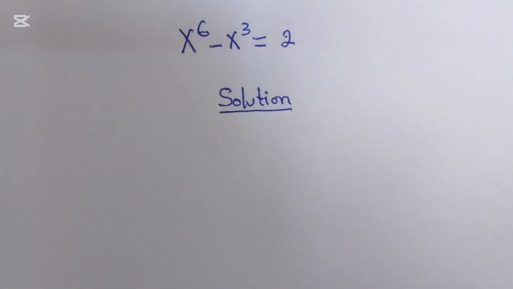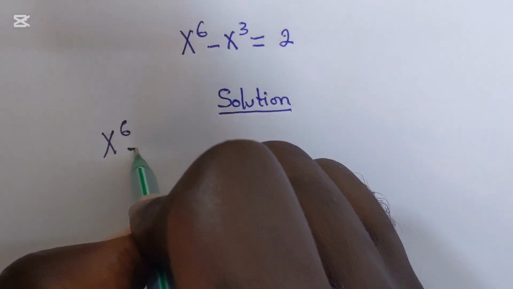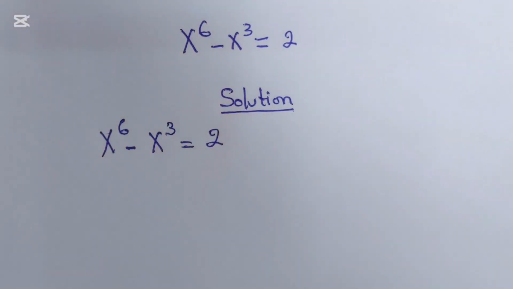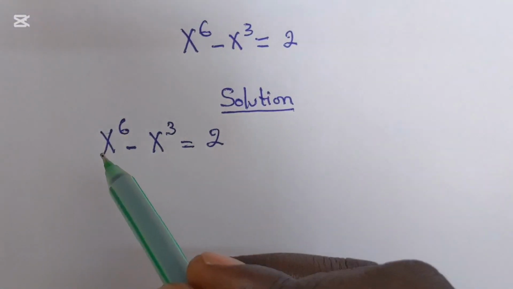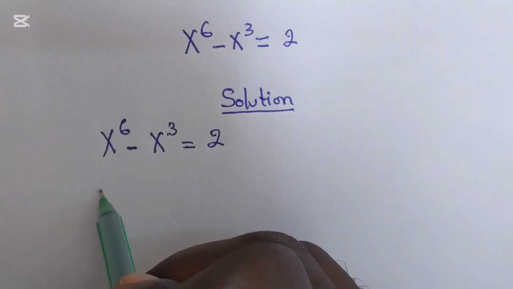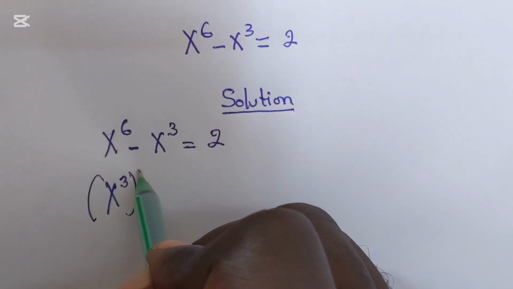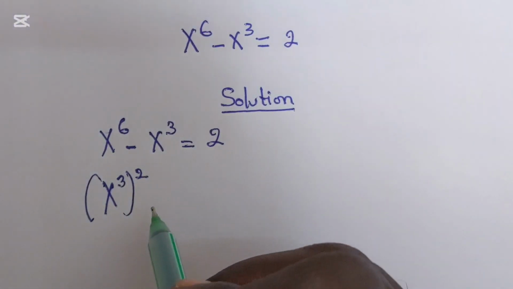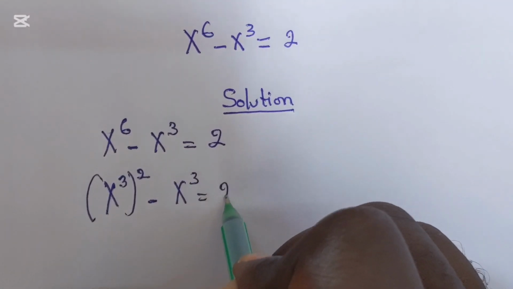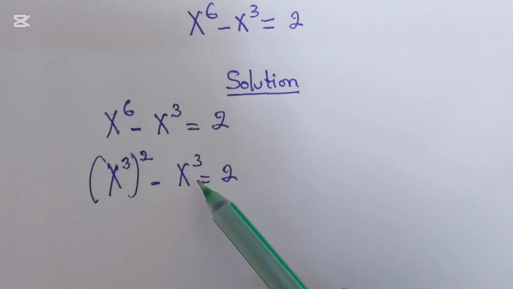We know that the first thing is to copy what we have. We have x to the power of 6, then minus x cubed, which equals 2. We know that 6 is equal to 3 times 2. So we can say x to the power of 3 squared, then minus x to the power of 3, which equals 2. Right? So here we have x power 3 and here we have x power 3.